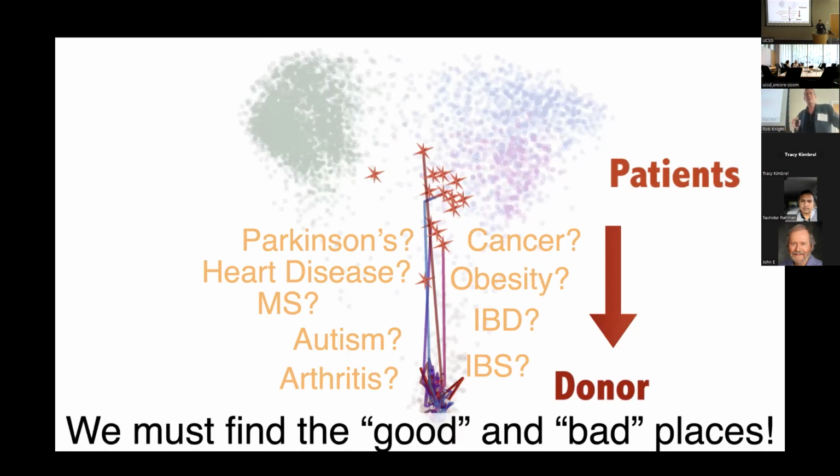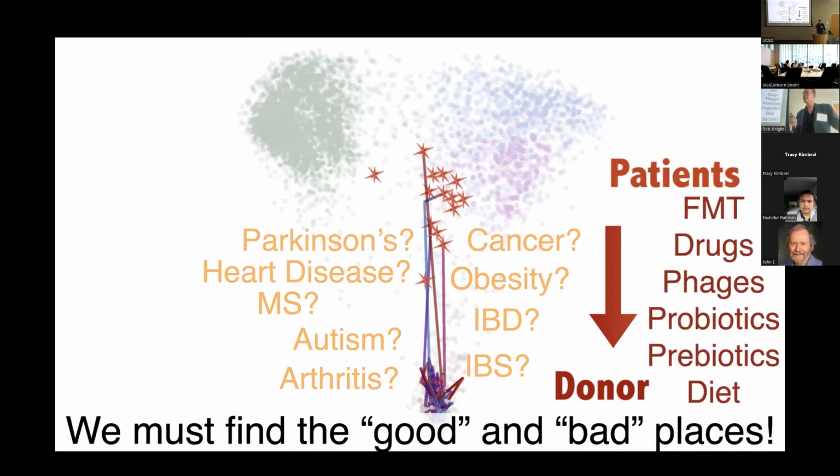So we need to find the good and the bad places on the map. But more than that, we need to develop a kind of microbiome GPS that tells you not just where am I right now, but where do I need to go? What do I need to do, turn by turn, to get there? Whether it's something that seems as extreme as stool transplant, whether it's better drugs or phage therapy, or whether it's something as gentle as diet, which there's no short-term fix for, but over the long term is one of the things that has the biggest impact on your microbiome and on your health.